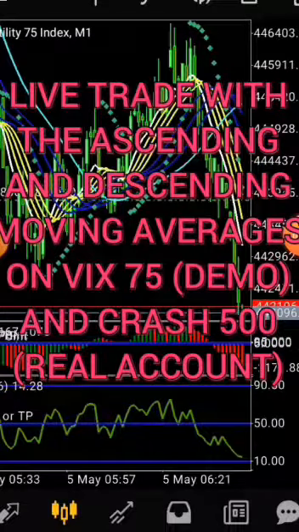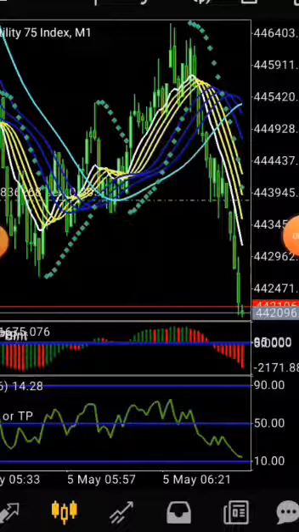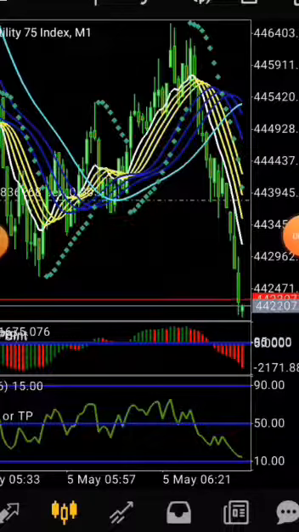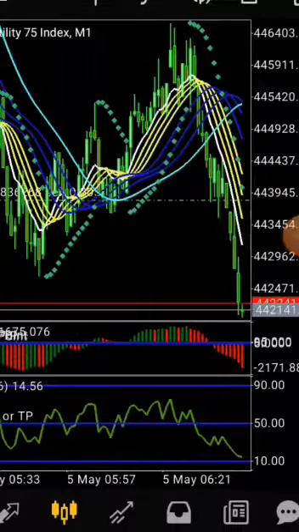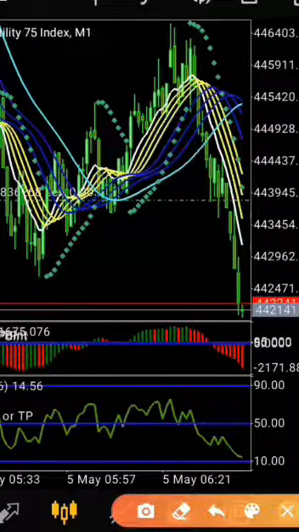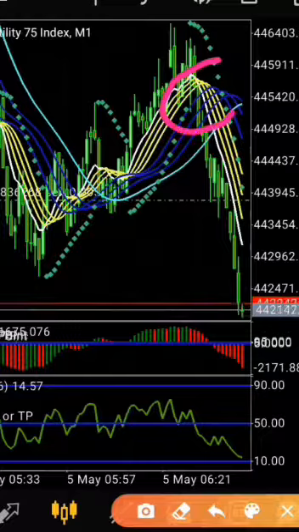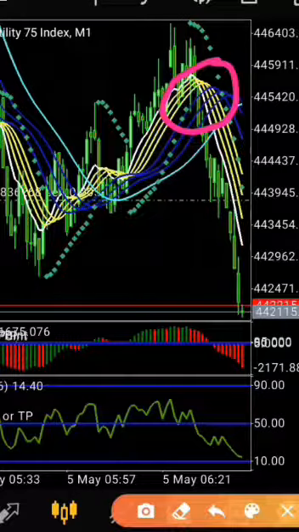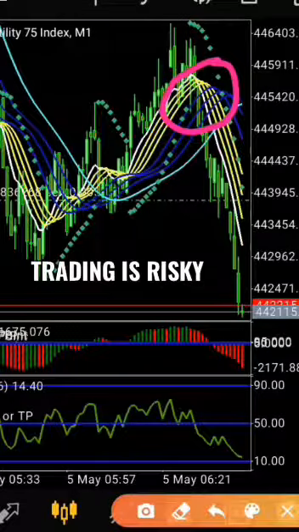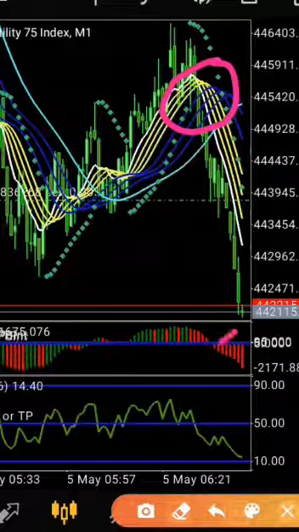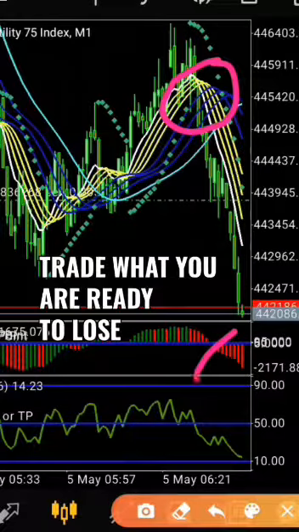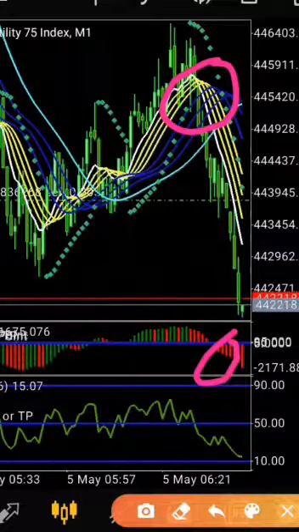Today we are taking a live demo trade with the strategy. You can see the blue and the yellow moving average indicators have crossed at the top over there, and the awesome oscillator, AO, has also turned red, and that is what gave us the impression to take that sell trade.